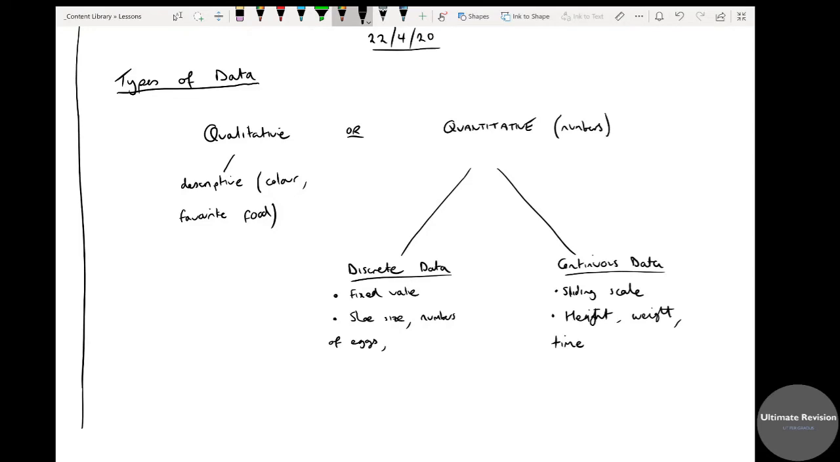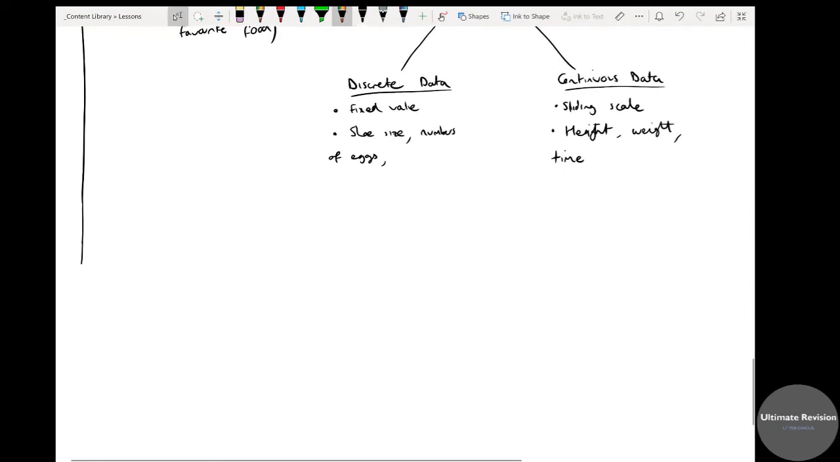And one of the tasks I set you today is going to be trying to decipher what data is discrete and what data is continuous. So you're going to have to practice that later on. Okay, so that's the notes. Now, what we're going to focus in on today, though, is continuous data specifically.